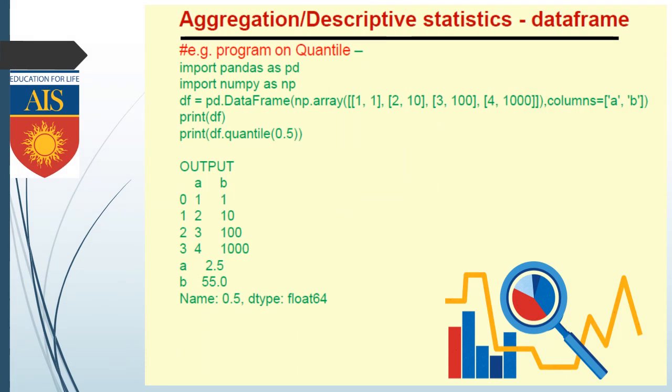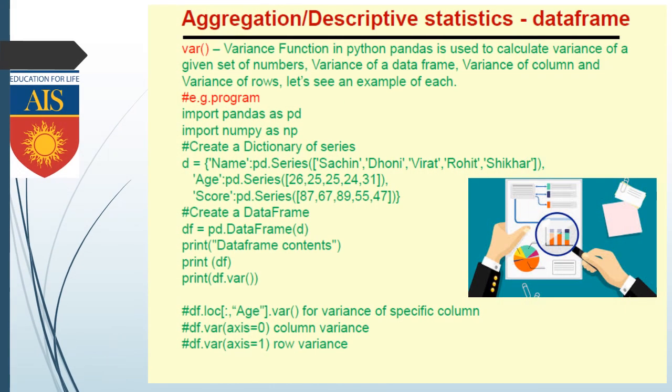If you want to create a quantile, how can we do this? With the help of pandas, we can see: import pandas as pd, import numpy as np, df equals pd.DataFrame. After that np.array, then we need to provide the data, then print df, then print df.quantile(0.5). Then the output will be like this.